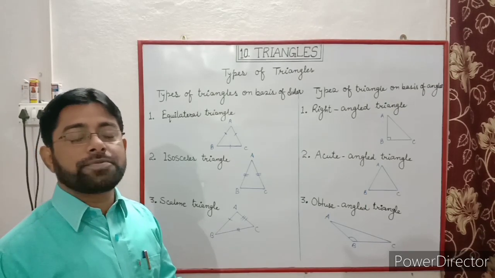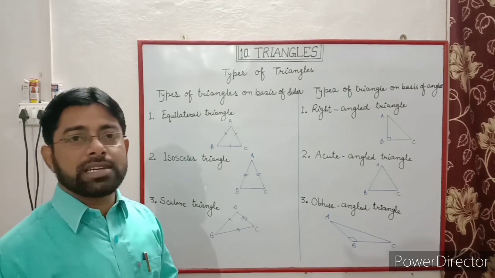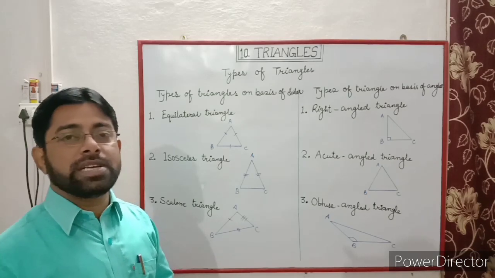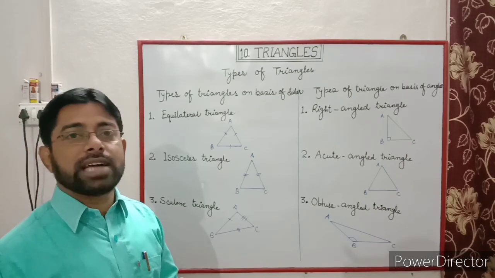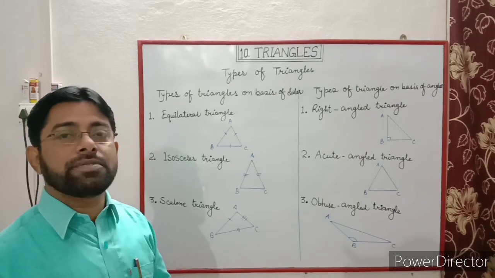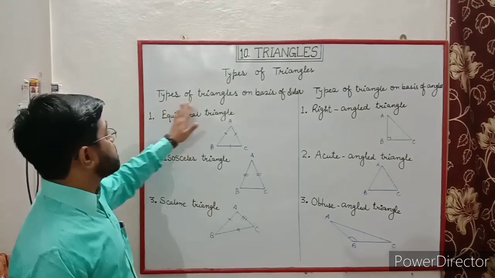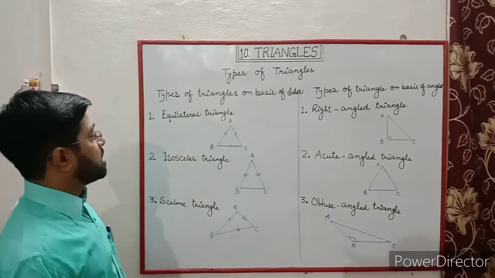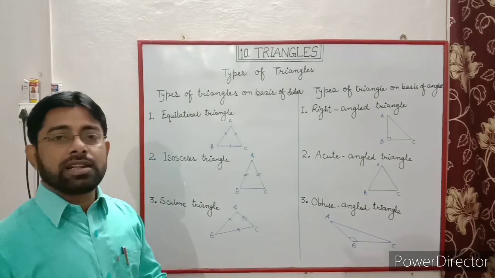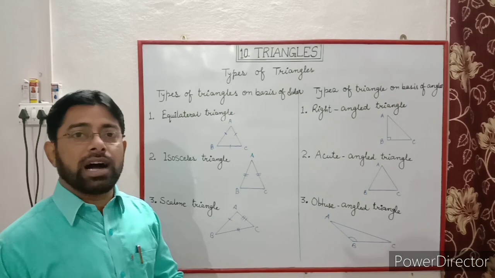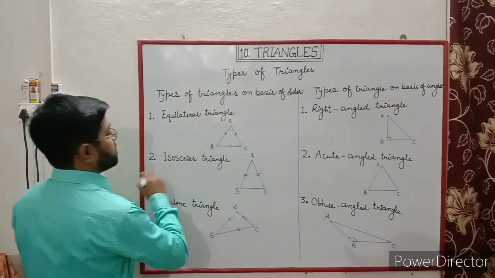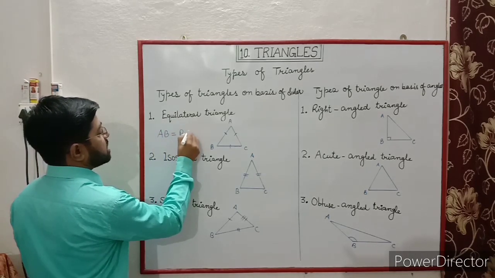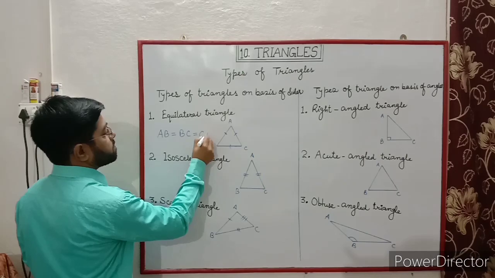Now, types of triangles. Types of triangles divide into two parts. First is types of triangles on the basis of sides, and second, types of triangles on the basis of angles. Let's see the first. Types of triangles on the basis of sides. First is equilateral triangle. In equilateral triangle, all three sides of a triangle are equal. So from the figure, AB is equal to BC is equal to CA.